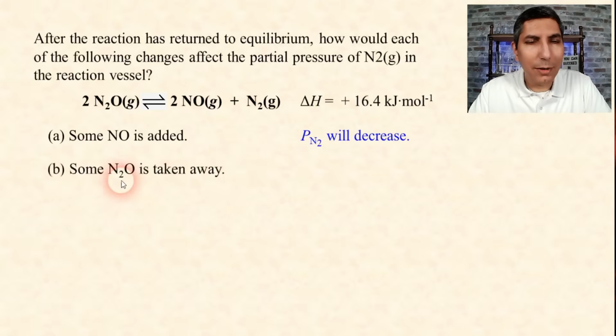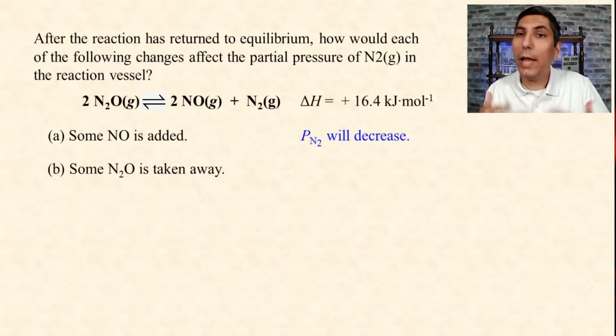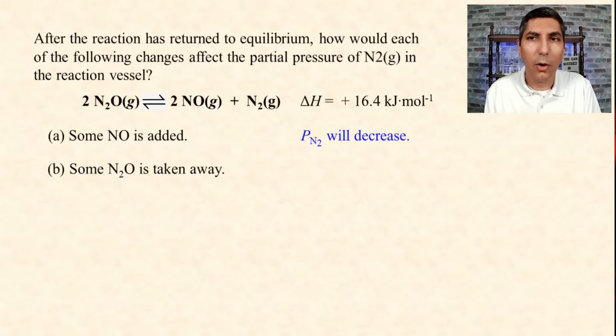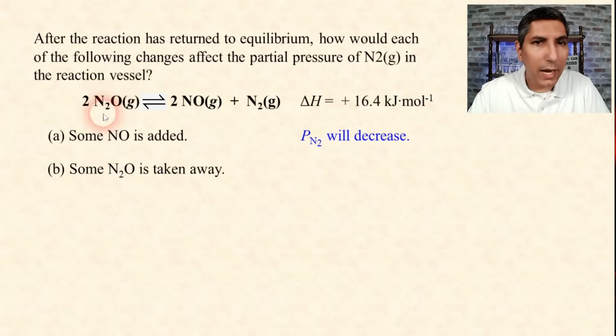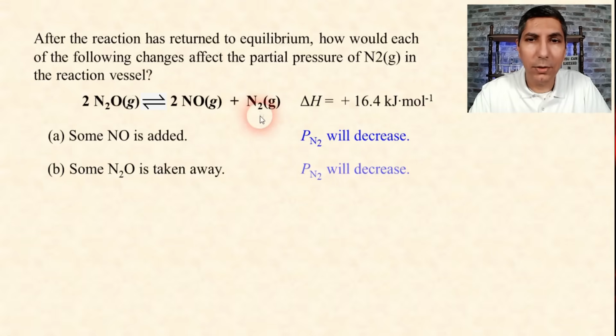How about if we take away some N2O? Okay, well, if we take away something, the reaction is going to shift in such a way to replenish whatever was taken away. So whatever we took away is actually going to go back up. So if we take away N2O, then the N2O is going to increase, right? And it's going to do that at the expense of the other side. So guess what? The N2 is also going to decrease.